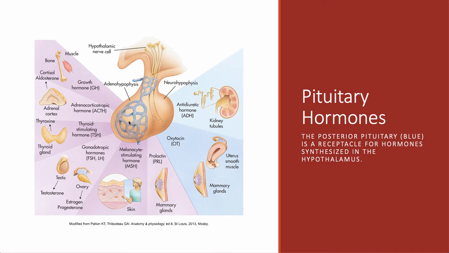For the anterior hormones, there's a hypothalamic hormone that's produced that causes a response in the anterior pituitary, which produces the pituitary hormone. So it's a two-step process for the anterior. And you can look here and see what all the hormones are and refresh your memory about that.